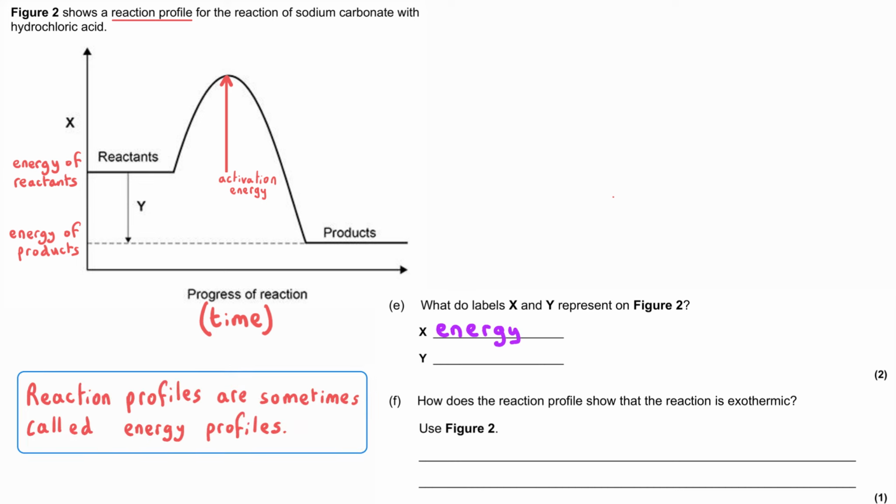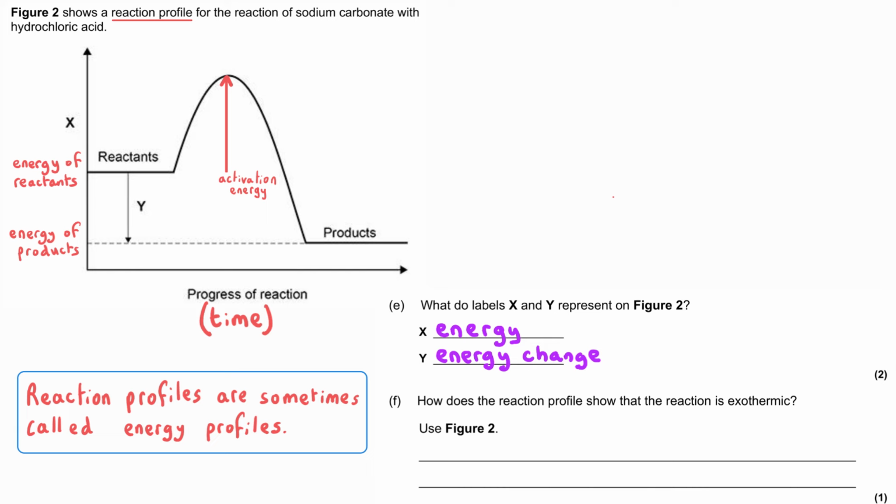Y is obviously related to that energy. It is going from the reactant's energy level, that is here, and pointing down to the product's energy level, and that's here. And so Y is representing the energy change for those chemicals.